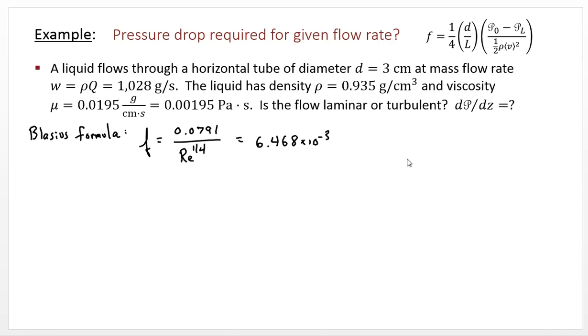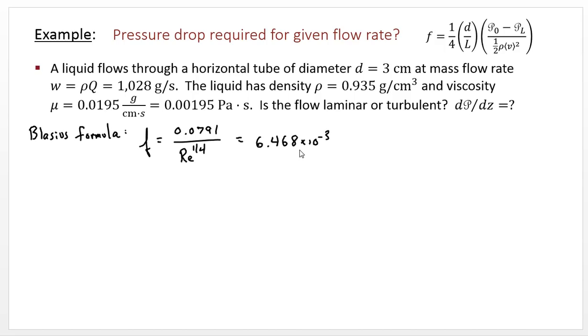You could also use a different correlation listed in the text. For example, the Prandtl formula listed in Bird, Stewart, and Lightfoot gives a value of F of about 5.96 times 10 to the minus 3. So it's different by approximately 10%. You can also use the Barenblatt formula, which gives 6.44 times 10 to the minus 3, much more in line with the predictions listed here. Any of these formulas, however, will have a margin of error of probably 5 to maybe as much as 10%. So any of those values would be perfectly fine for these calculations.